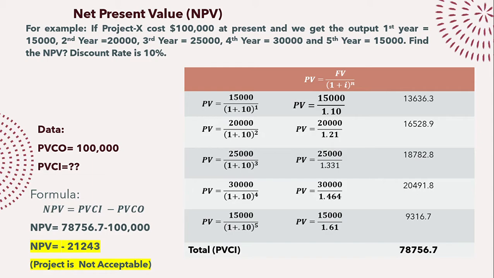If the same project cost us 75,000, for example, and the present value cash inflow is 78,000, then the NPV would be 3,000 plus, and it would be accepted. But in this situation, this project is not acceptable.